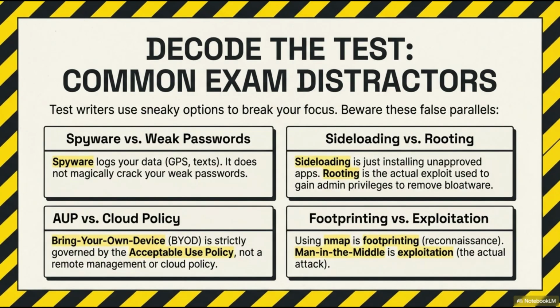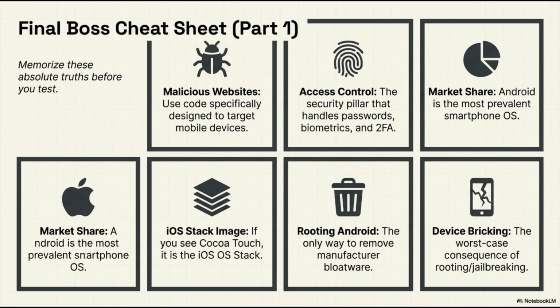Third, sideloading versus rooting. Sideloading is just the act of installing unapproved apps. Rooting is the actual exploit used to gain admin privileges to remove bloatware. Fourth, footprinting versus exploitation. Using Nmap is footprinting, it's reconnaissance. Using man-in-the-middle is exploitation, the actual attack. Excellent. And finally, slide 14, Final Boss cheat sheet, parts 1 and 2.